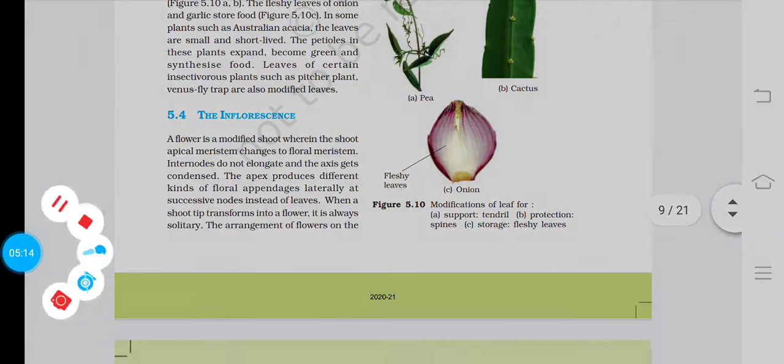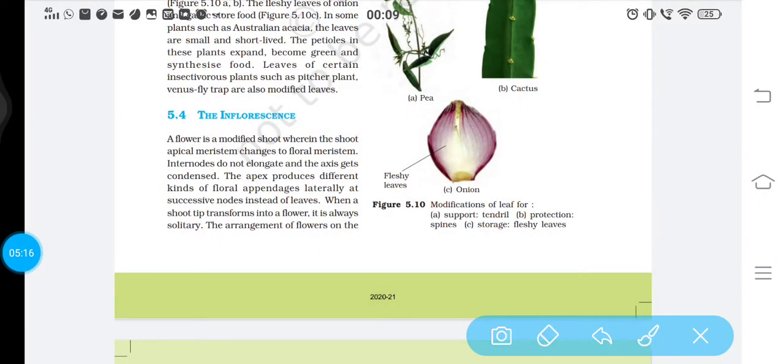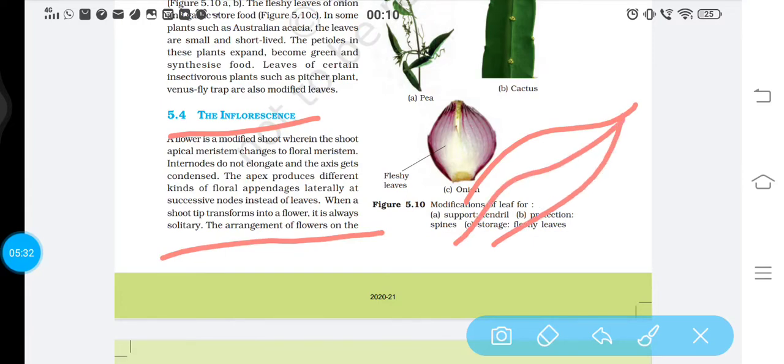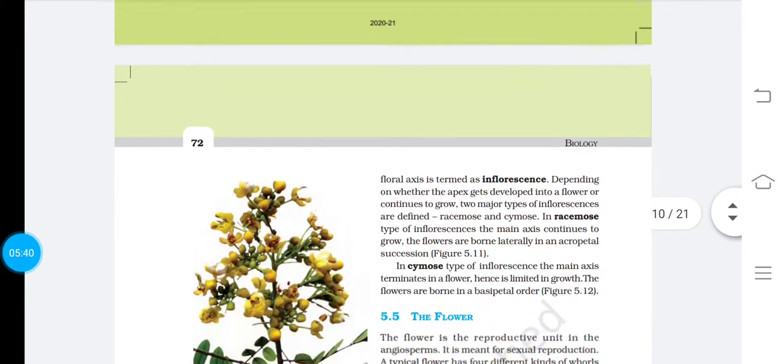Inflorescence. Inflorescence here represents the arrangement of flowers over the axis, the floral axis. That is called inflorescence. Before moving to inflorescence, one thing you have to keep in mind is that the flower is a modified leaf. The leaf which you observe, its modification is the flower. All the floral parts which you see in the flower are modifications of leaves. Let us see how many types of inflorescence there are.